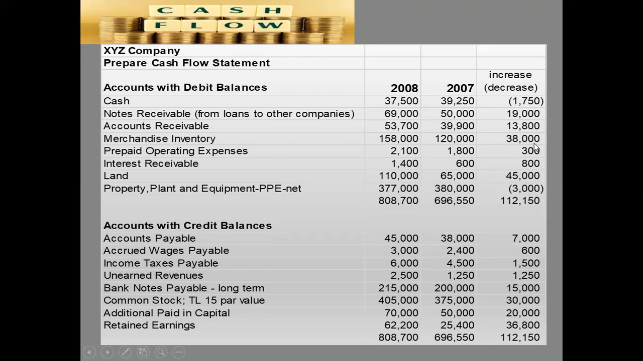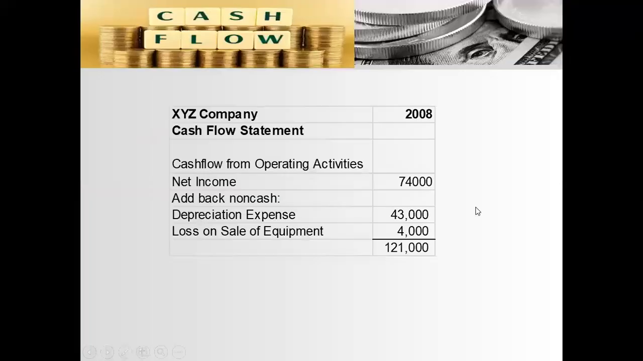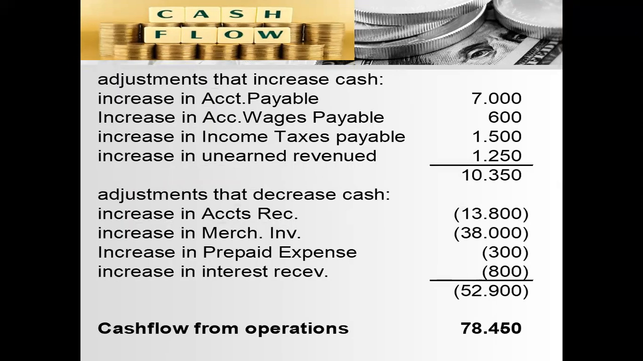And we also have prepaid operating expenses of 300 here, which is as well an outflow. Interest received as well is an outflow, and all of these are represented in the operating expenses. So these are the components that we have. Don't forget that we have the 74K net income and the 43K depreciation, and the 4K sale of equipment. So we are going to add the increase in cash and the increase in liability.